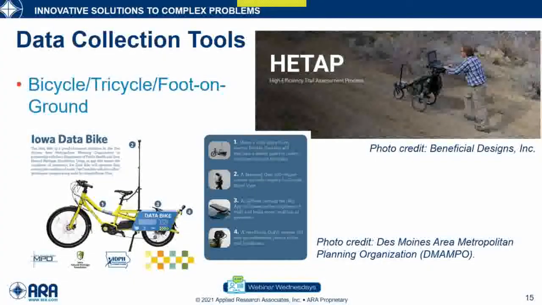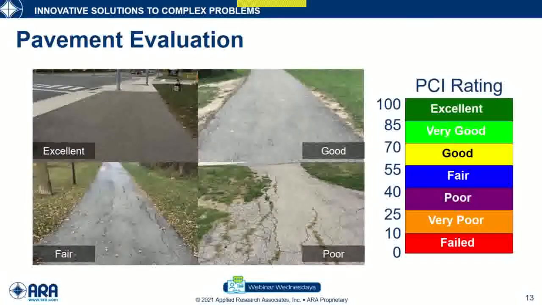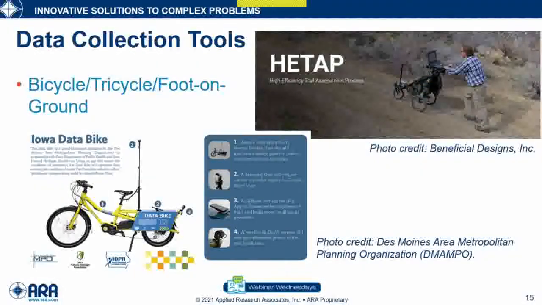Examples like the lower left-hand side, the Iowa Data Bike, created by the Des Moines Area Metropolitan Planning Organization, can be assembled with several COTS parts to get a data collection vehicle. Others include Beneficial Design's high-efficiency trail assessment process, or the HETAP buggy, shown in the top right of this slide. Both vehicles are outfitted with cameras, GPS antenna, and accelerometers for smoothness measurement and bump identification on the trails.